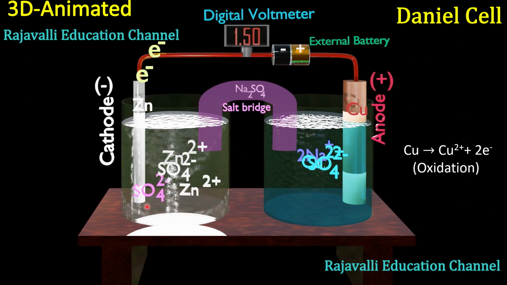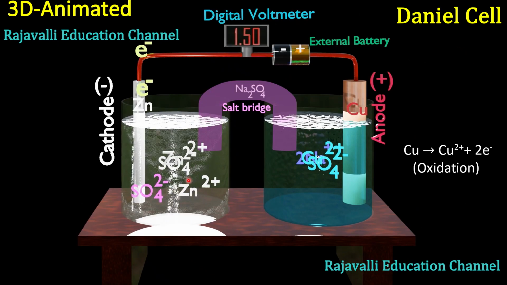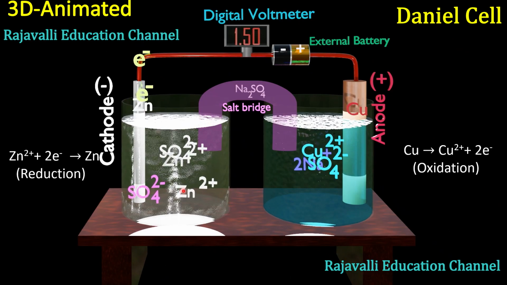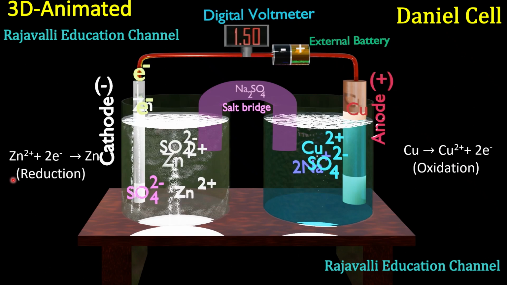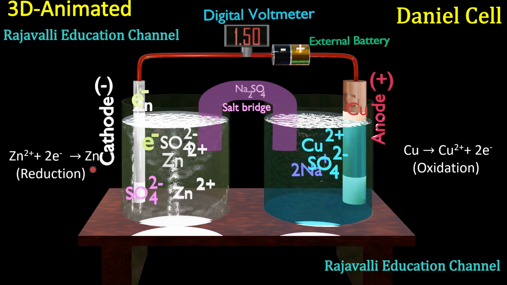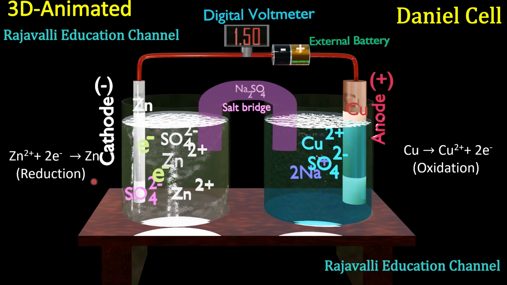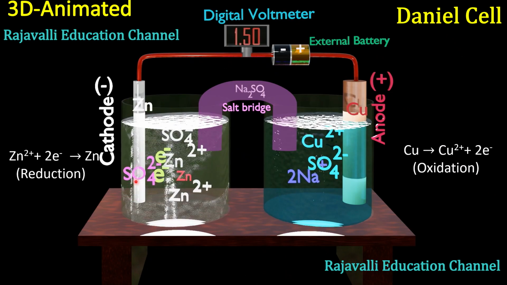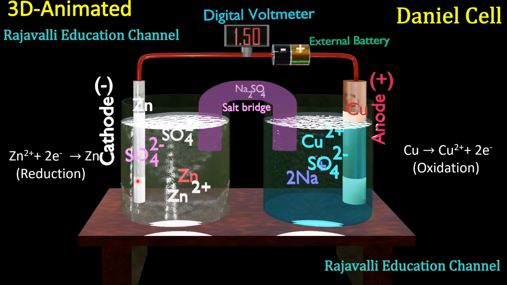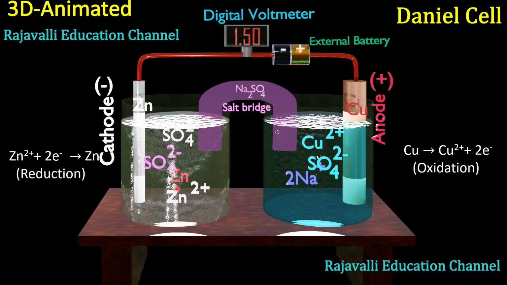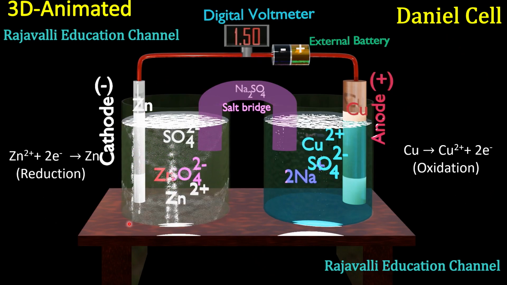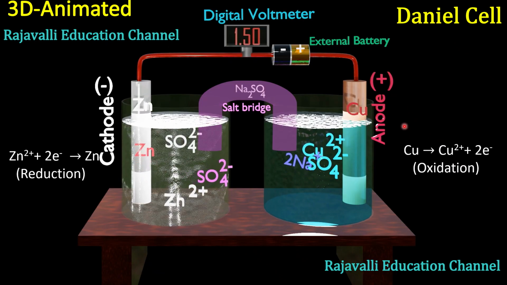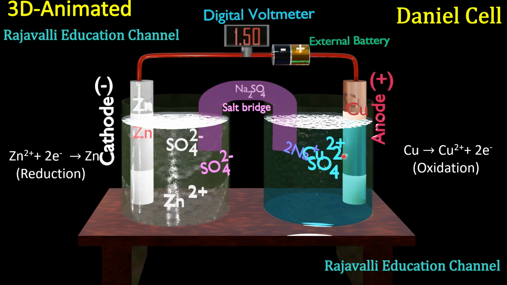Now you can see the reduction reaction of zinc 2 plus ions. That is, zinc 2 plus and 2 electrons gives zinc. The reduced zinc is deposited on the cathode. As a result, the size of the zinc rod increases while the size of the copper rod decreases.